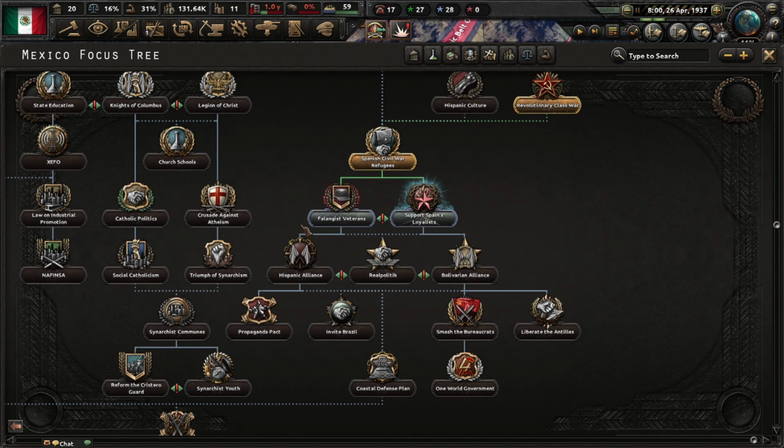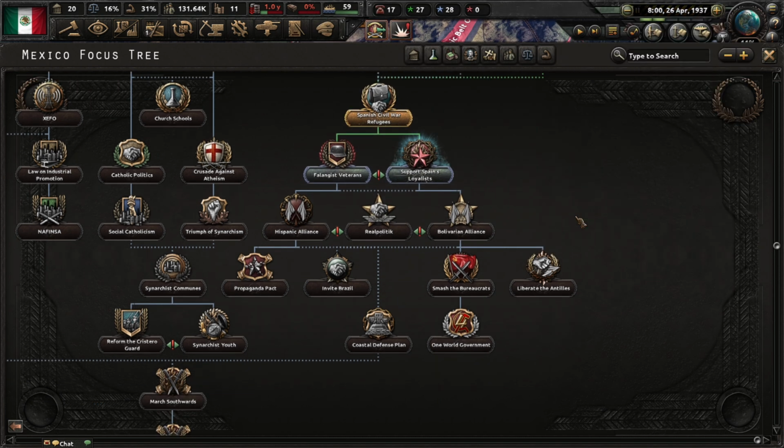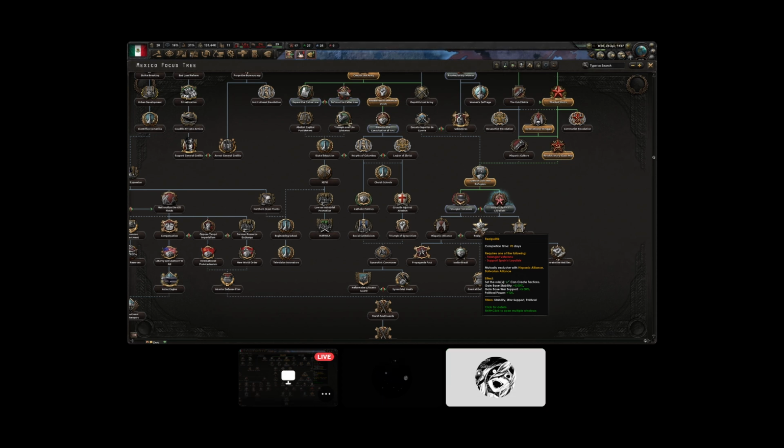Hispanic alliance would have required you to support the nationalist side in the Spanish Civil War, so you can't run it anyway, and it would have made the Catholic Church stronger instead of weaker. So the only thing we can do is... No, you can do Bolivarian alliance eventually. You just need to keep the Catholic Church from causing a rebellion if you want to do that. So you don't want to do it right away, is what I'm saying.